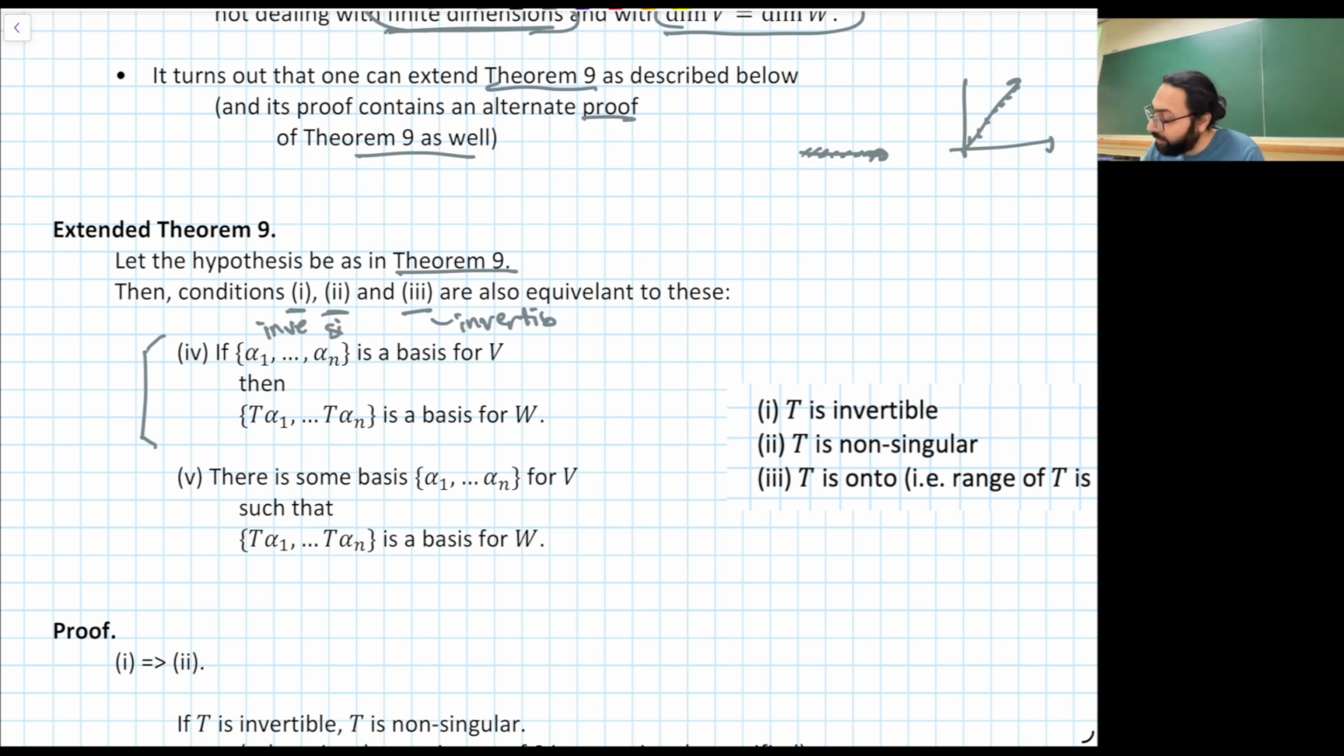Invertible. Oh, I think I have it written. Sorry, I forgot. You're right. Okay, it's written here. So the first is invertible, second is non-singular, third is onto.